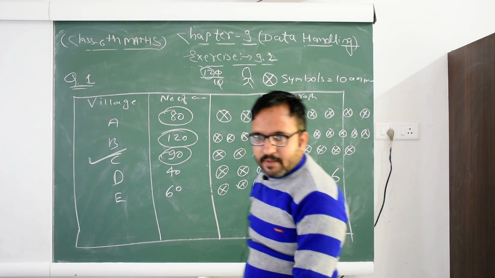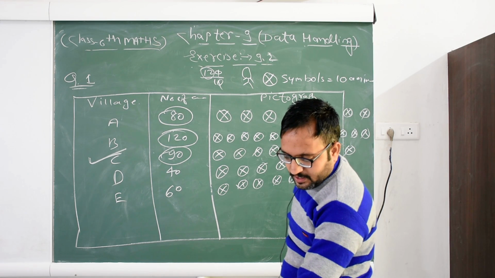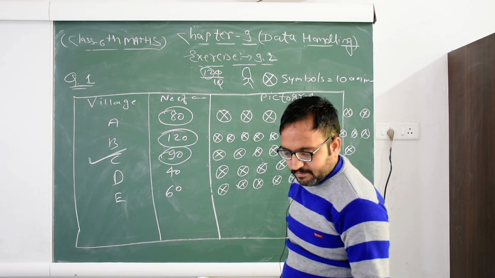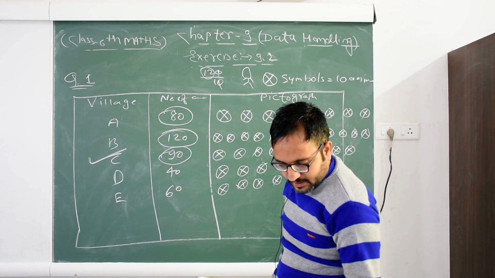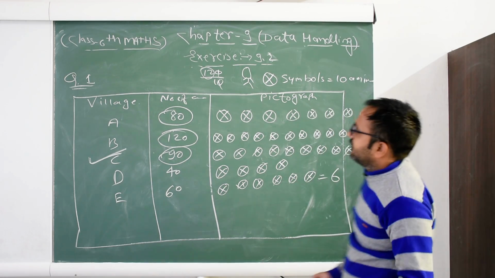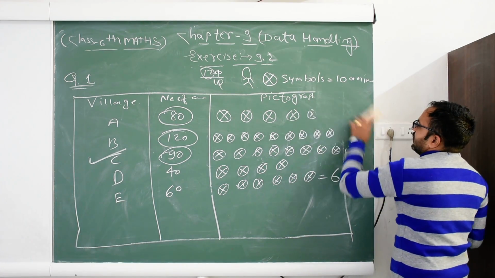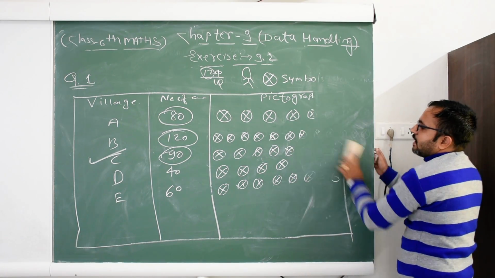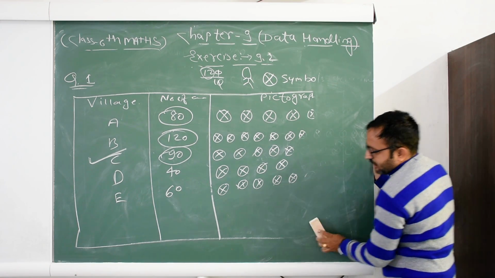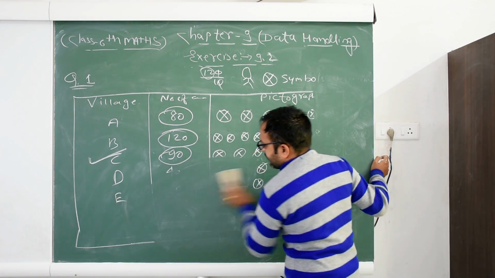Now interpretation of bar graph. Now we learn how to make a bar graph. So exercise 9.3. In this exercise we have to learn how to make a bar graph.